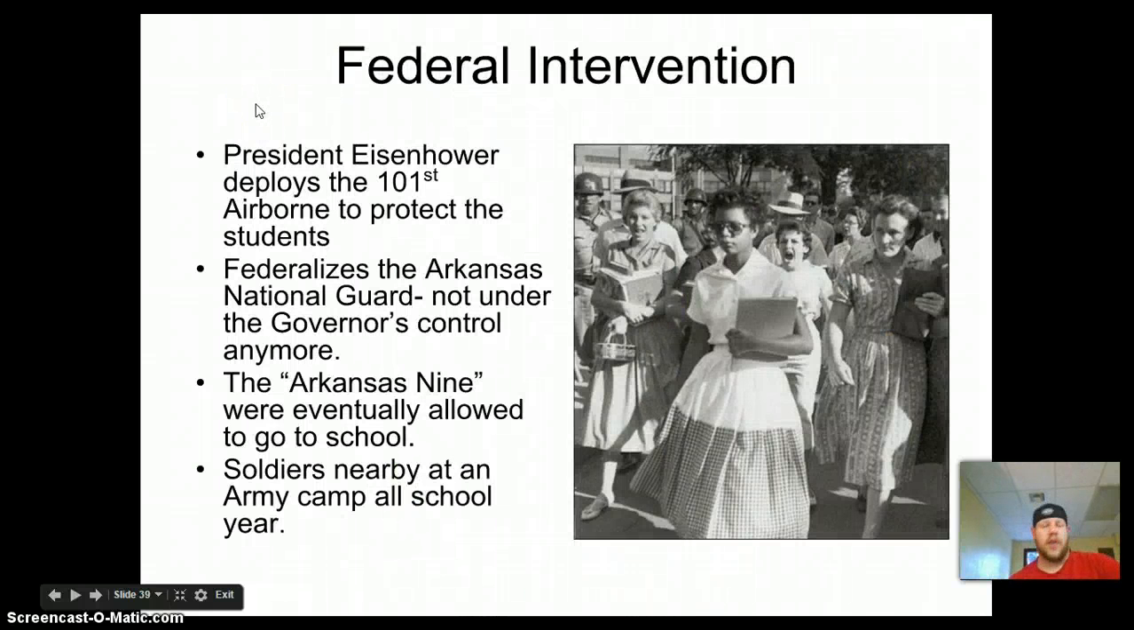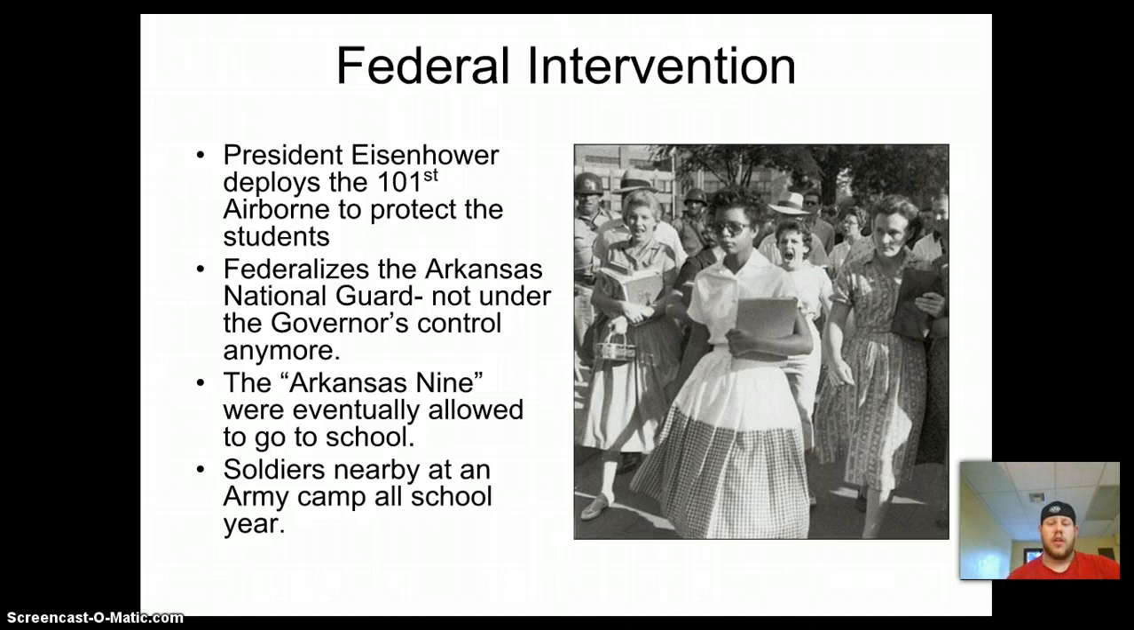Now, President Eisenhower, who was still president at this point, actually had to take the 101st Airborne. These are the people from Band of Brothers, the hardcore soldiers of World War II and Korea, and he sends them to protect the students. He also takes the Arkansas National Guard and federalizes it. Basically he says, okay, the Arkansas National Guard, you are now U.S. soldiers, and you're going to be reporting to me versus anybody else.